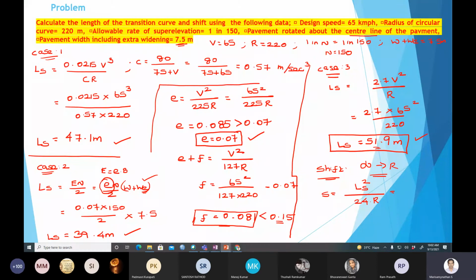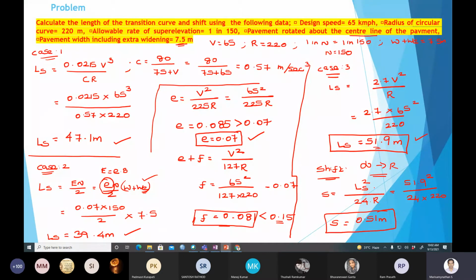Ls square is nothing but 51.9, the maximum we are getting from the previous calculation. 24 into R is nothing but 220. So when you substitute all the values, you get the value of shift: 51.9 square divided by 24 into 220. So I'm getting 0.51. So 0.51 meter is the final value.